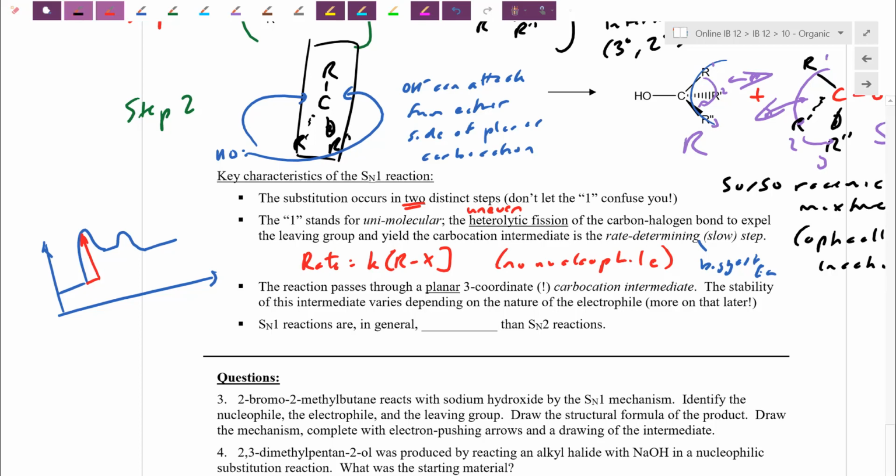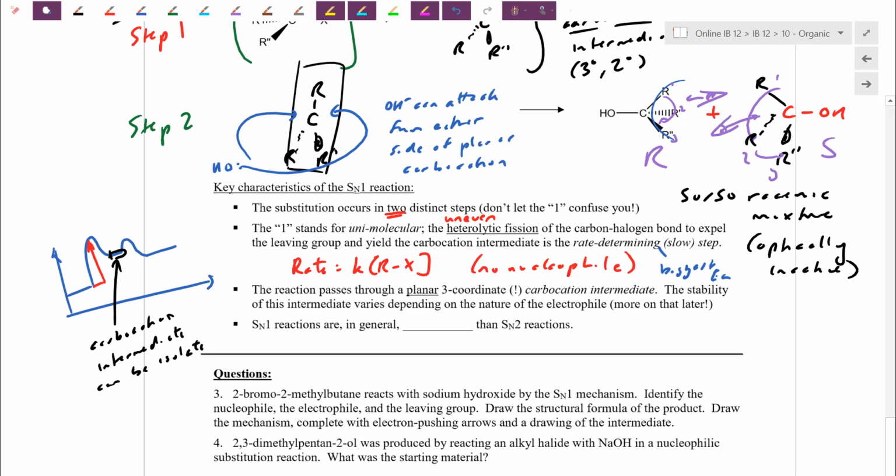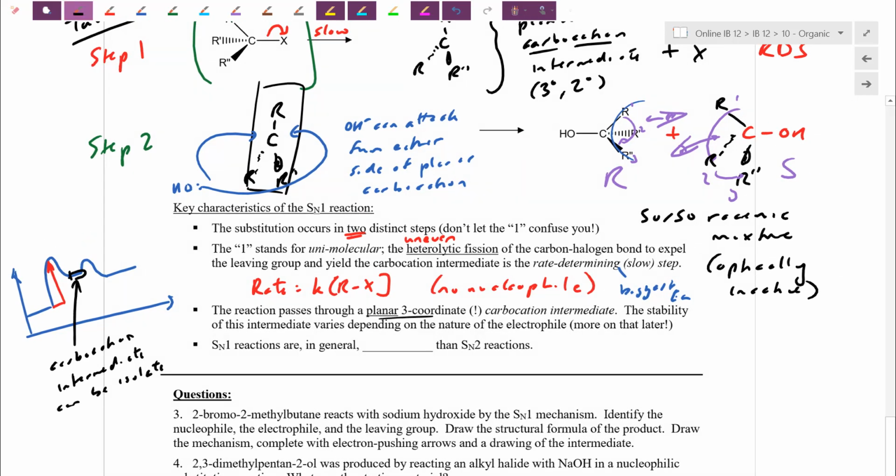Because it is a two-step mechanism, you'll notice my carbocation intermediate, not only is it planar, the carbocation intermediate can be isolated. It is not in the process of breaking or forming bonds. You can actually, if you do your experiment right, collect this. This time the reaction only passes through a planar 3 coordinate. It's not 5 things all together all at once. This one here is only 3 things all at once.